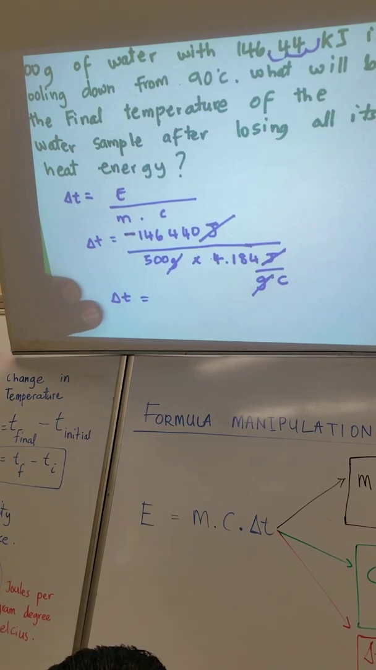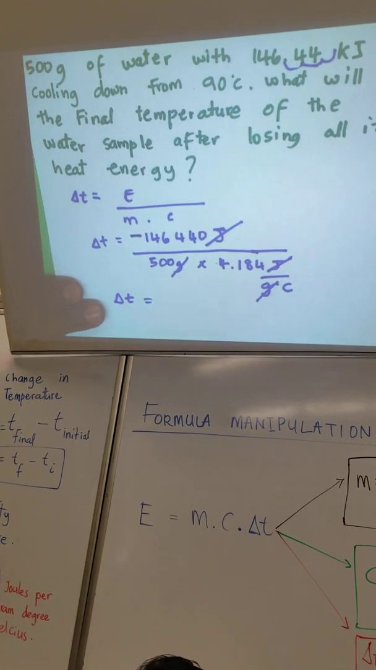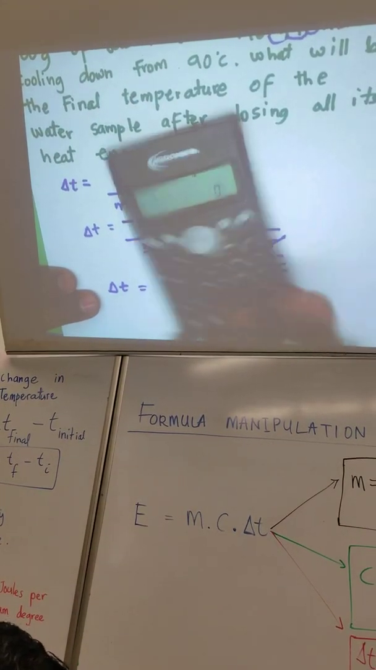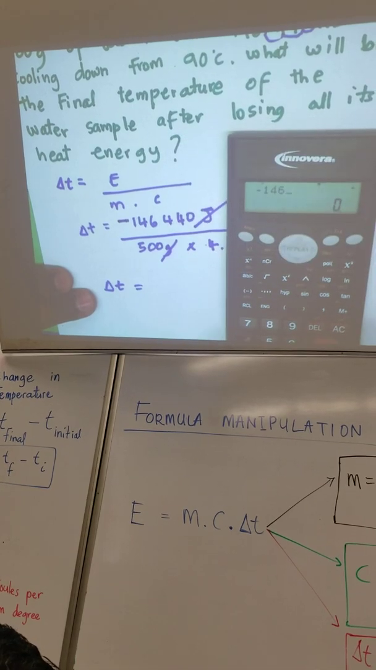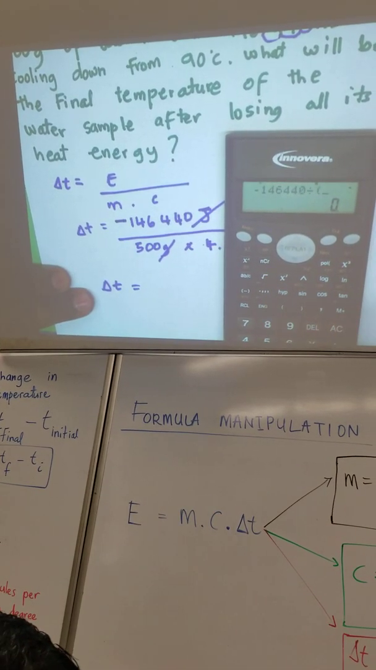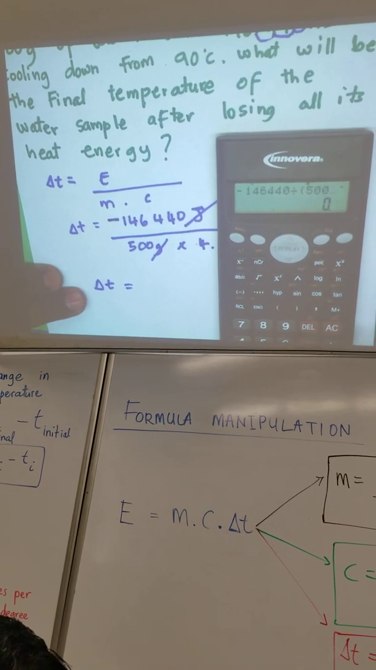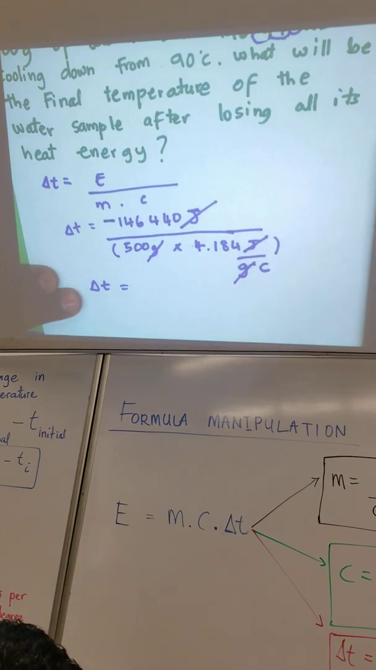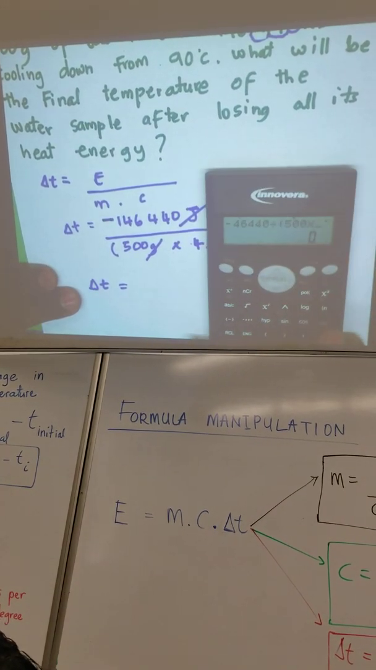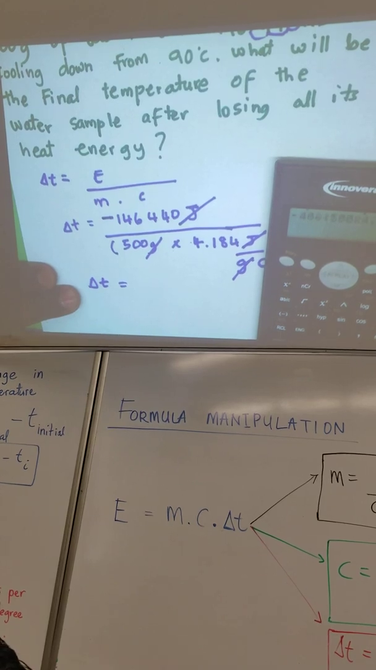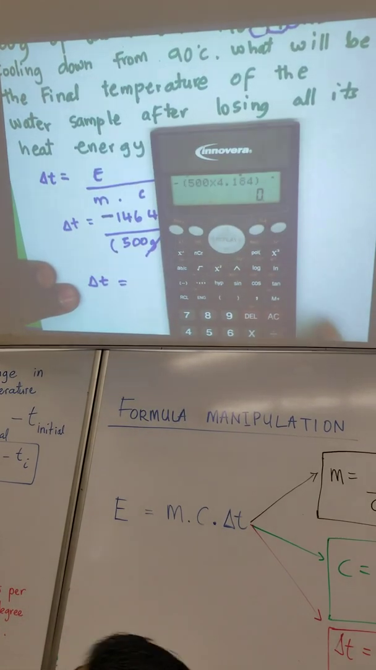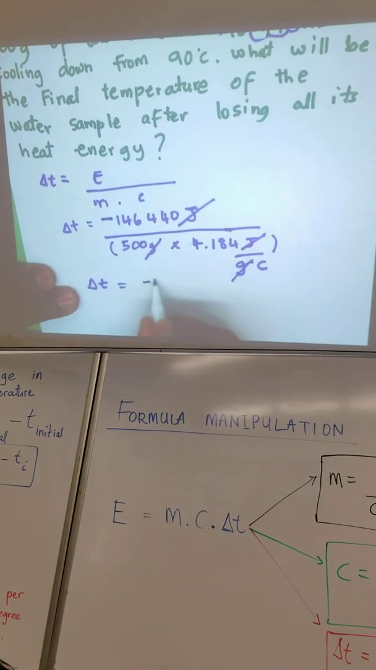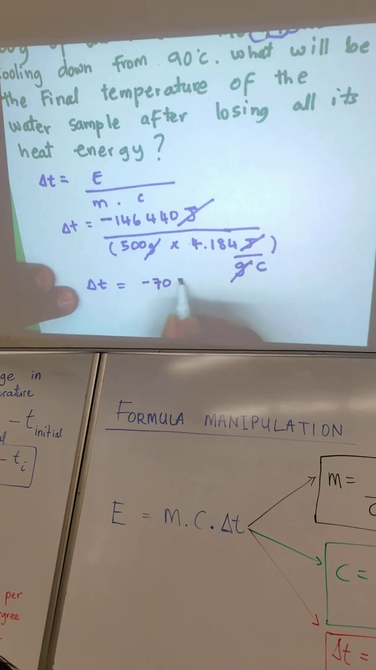Something is cooling down, it is going to lose heat energy out. So this is the reason why I'm putting a negative on the top. So if I put a negative 146,440 divided by 500, the bottom I'm putting a bracket in here because we have to multiply the denominator first before we divide it into 146,440. So finally the answer we get is a negative 70. So temperature change is a negative 70 degrees Celsius.